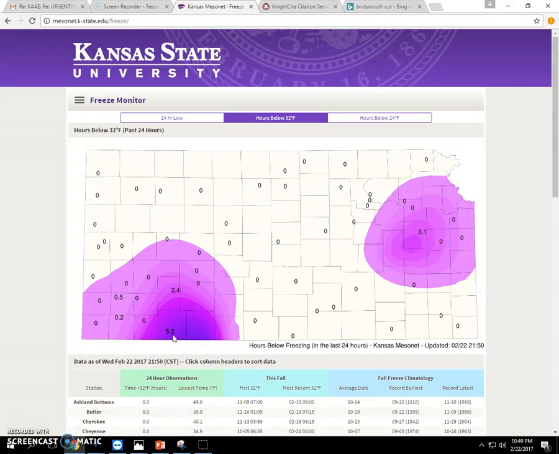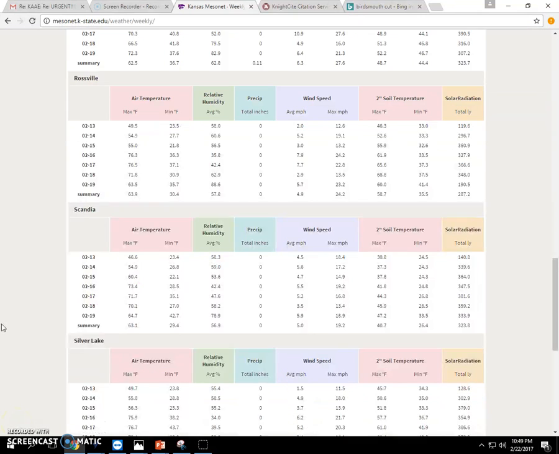This data is very important because it helps us predict freeze damage to crops, and this is exactly what crop insurance programs are going to be using. They're going to be using Mesonet data to figure out potential insurance problems.